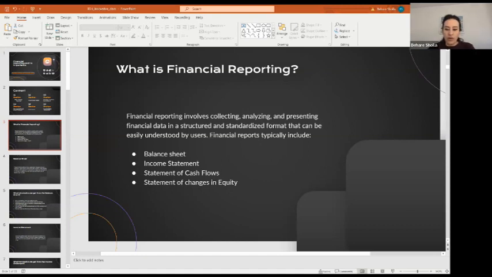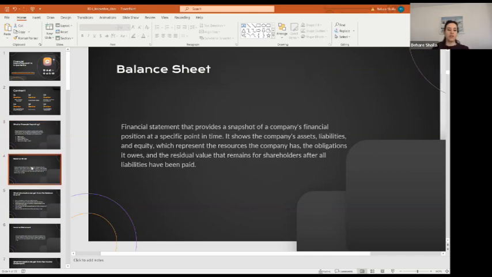The most important financial reports that are used are the balance sheet, income statement, statement of cash flows, and statement of changes in equity. We'll go through each of these and see what kind of information we can get from, for example, the balance sheet or income statement and so on. So we'll start with the balance sheet.